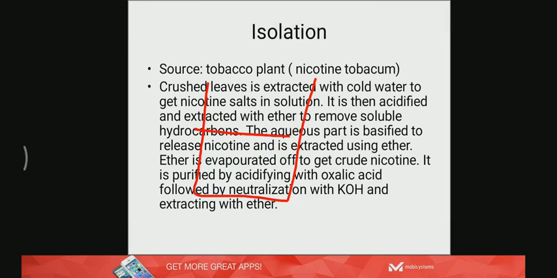It is now basified. That means we add some base so that nicotine will be released, because the acidic salt, to which if you add some base, it will neutralize acid and nicotine will be freed. So a base will remain free in basic medium and remain in solution in acidic medium. Remember that point. So nicotine is freed and then it is extracted using ether. Again we add ether.